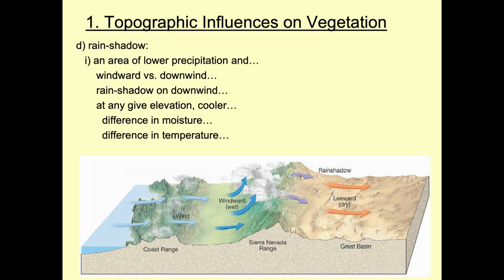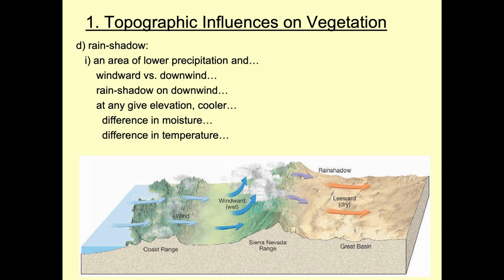We're going to need to know this term, rain shadow. And a rain shadow is an area of lower precipitation and higher temperature that occurs on the downwind side of the mountain. So we should understand first, because I'm going to be talking about this, that the windward or upwind side of the mountain is the side of the mountain that the wind reaches first. The downwind portion of the mountain is on the other side of that. And the rain shadow occurs on the downwind side of the mountain.